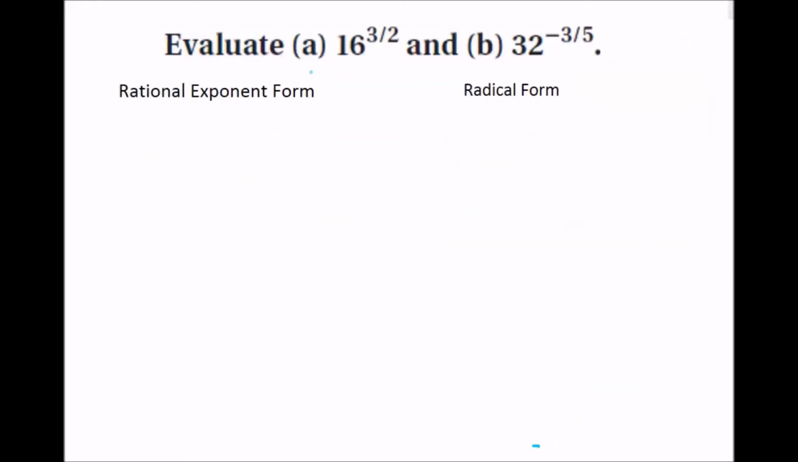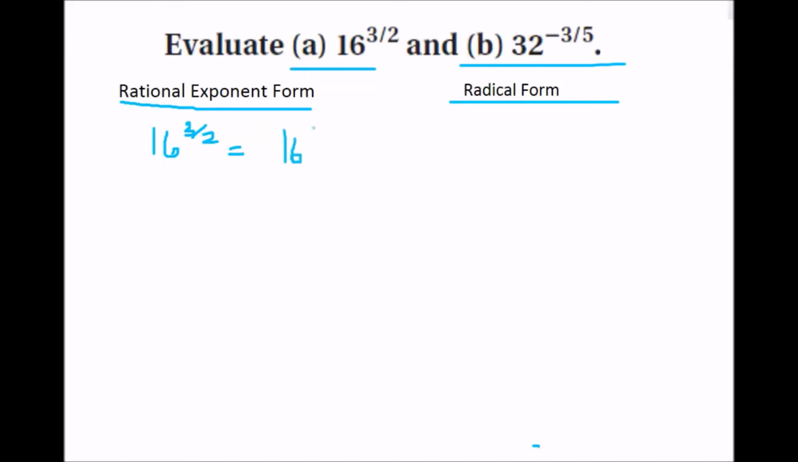The next thing you need to do is evaluate things like 16 to the 3/2 and 32 to the negative 3/5, and you have to do this in two ways, rational exponent form and radical form. Rational exponent form looks like this. You're just going to write down 16 to the 3/2. You're going to rewrite this as 16 to the 1/2 power to the 3rd power, where 16 to the 1/2 power means the square root of 16.